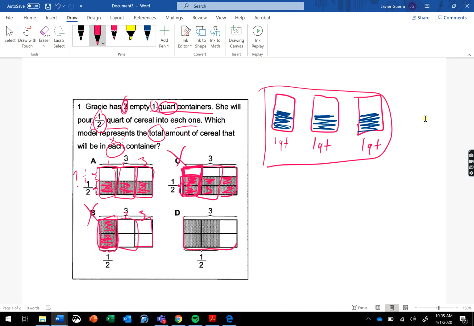Same thing. It tells us that this right here is considered a half. We do have our 3 containers, but it's not showing us that there's a half full, right, for each one. So that doesn't work either. So our only answer choice would be A. Right? Moving on to the next one.